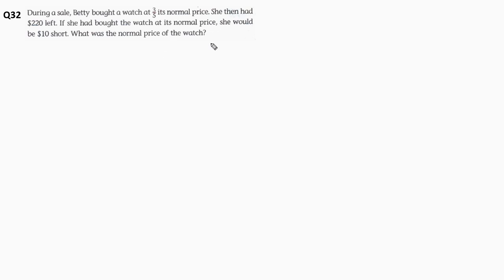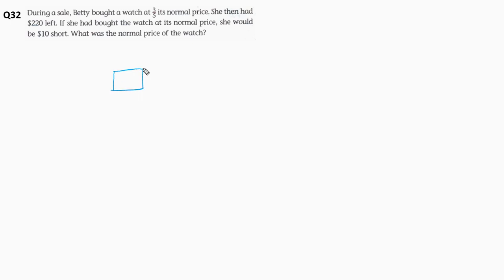Now, I really do think that a word problem like this would probably trip a lot of people up, and they wouldn't quite know when they were adding and when they should take away. And this is, again, where a model is going to really make it very clear. So Betty bought a watch at 3/5 of its normal price. So I am going to draw a bar.